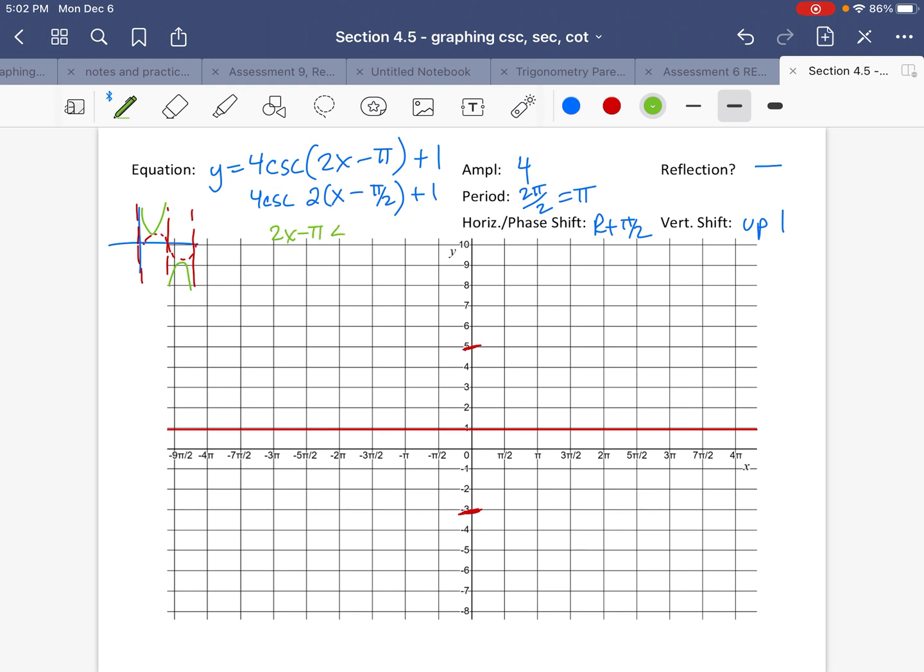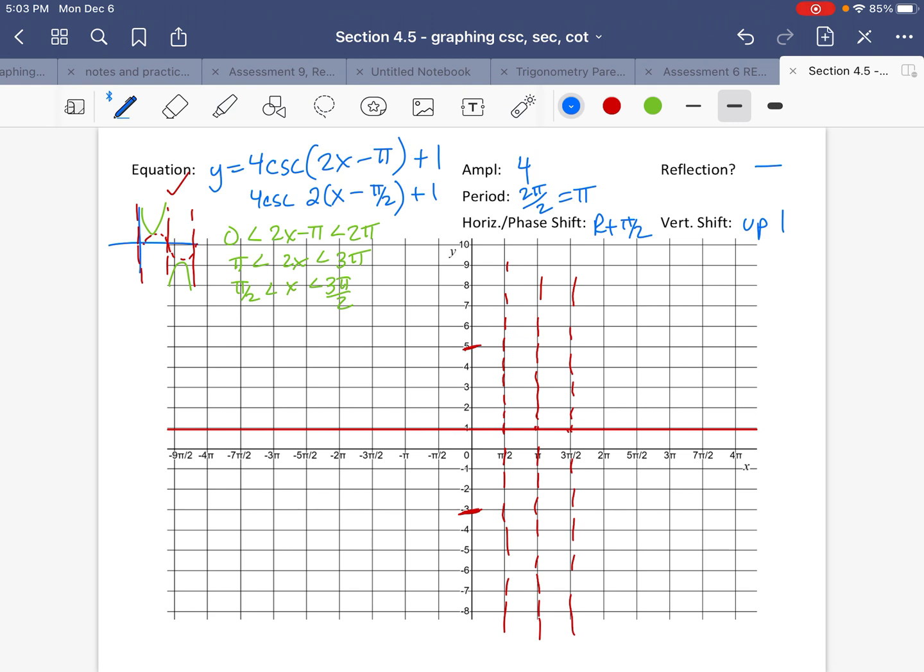So I would take the 2x minus pi, put it between 0 and 2 pi. Because remember, that's where we were, 0 and 2 pi right there. Okay, add pi, so I get pi and 3 pi. Divide everything by 2, so I got pi over 2 and 3 pi over 2. Okay, so pi over 2 and 3 pi over 2, those are my asymptotes. And remember that they are the outermost asymptotes, so I still have another asymptote right in the middle. Okay, so right there.